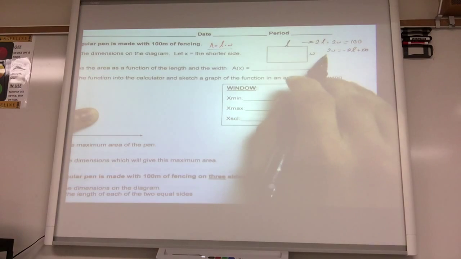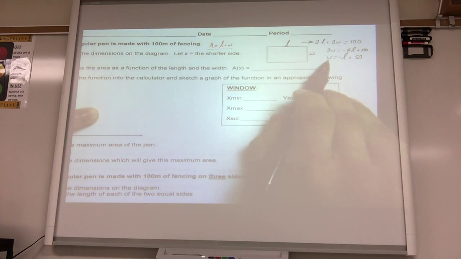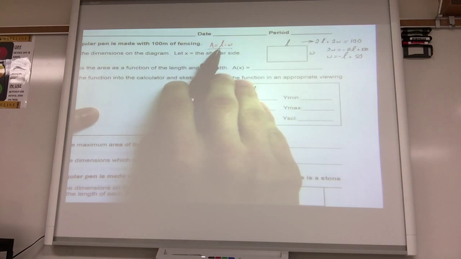Okay, and then I'm going to divide by 2. So I'm going to end up with the width in terms of length is negative L plus 50. So what this is saying is width is negative L plus 50. Bring it back over here now. Area is length times width.